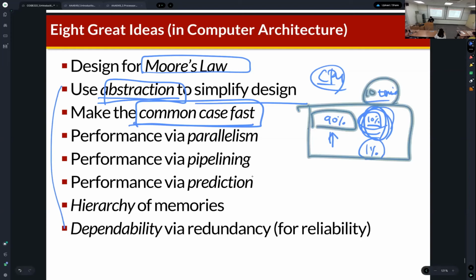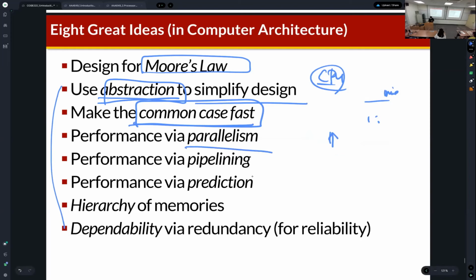And then performance can be improved by parallelism. Parallelism means 병렬화, which means that multiple tasks or multiple instructions can be executed simultaneously. Pipelining is also a very important concept. We will learn about the pipelining architecture in chapter 4, and then prediction.